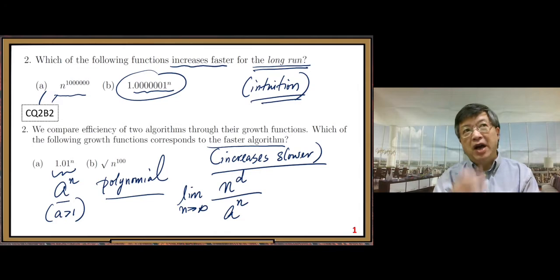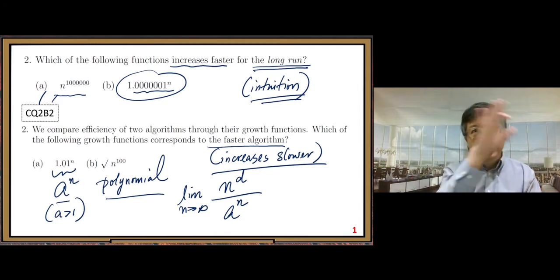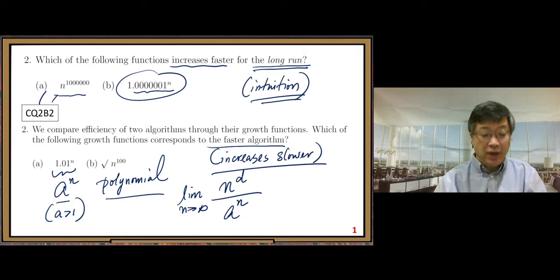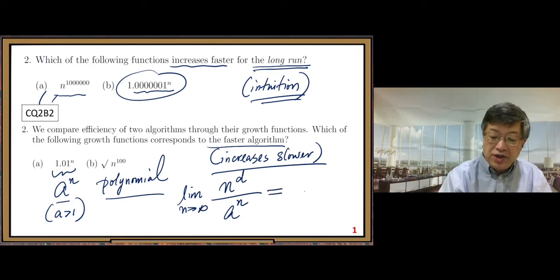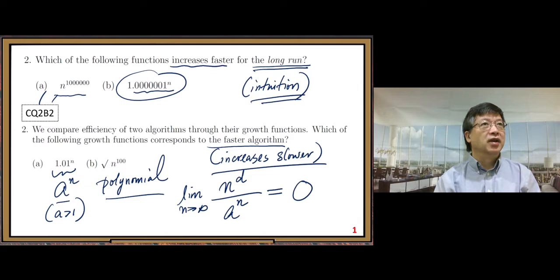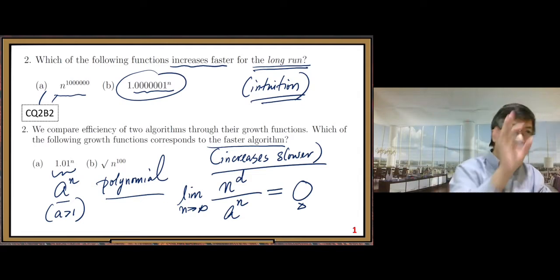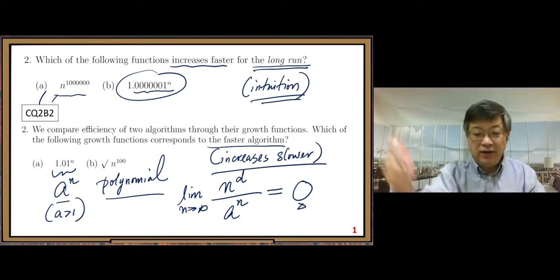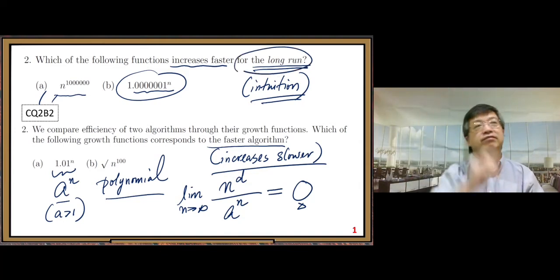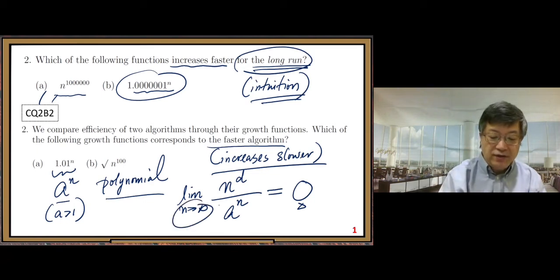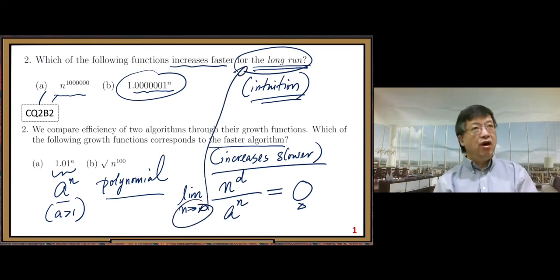You can go back to find our notes, to find the computation part. Here, I do not want to repeat that computation. We have it in our notes, just find it. Here, I just give you the result. The result is 0. What's the meaning of 0 here? The 0 here means the exponential function dominates any polynomial function for the long run. Because we go to infinity, that corresponds to the long run, right?